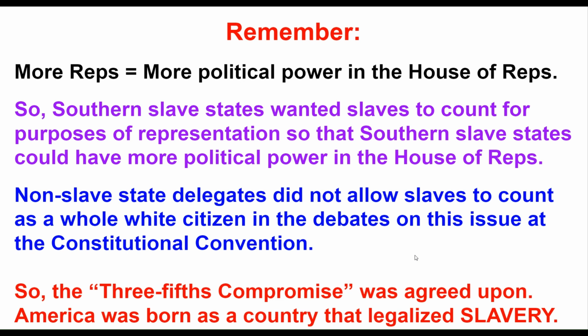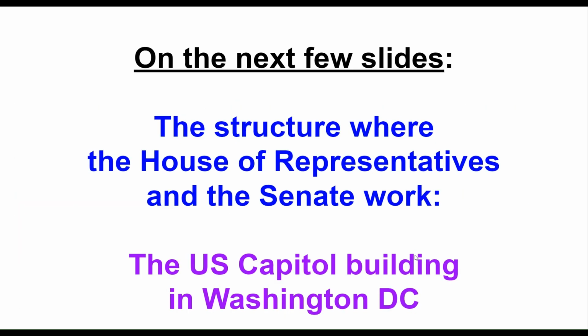So, in purple, Southern slave states wanted slaves to count for purposes of representation so that Southern slave states could have more political power in the House of Reps. Whereas in blue, non-slave state delegates did not allow slaves to count as a whole white citizen in the debates on this issue at the Constitutional Convention. So, down in red, the 3/5 compromise was agreed upon. America was born as a country that legalized slavery. Boo. But the 13 states did stay together.